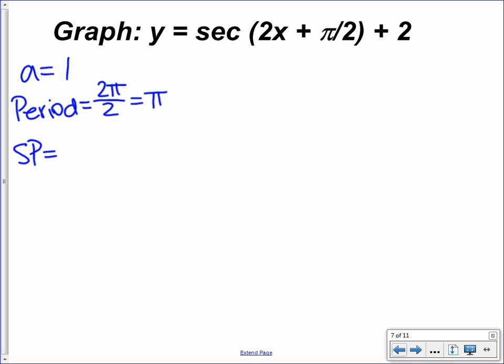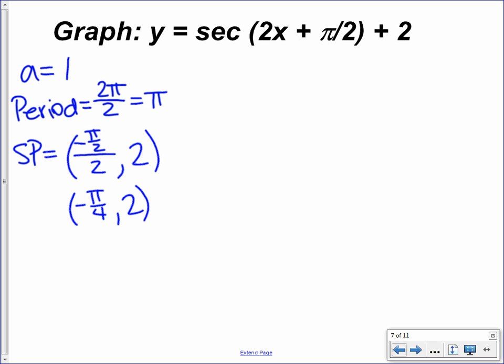Our starting point is C over B. But what is C? Okay, C is negative pi over 2 divided by B, which is 2, comma D. So our starting point is negative pi over 4, 2. Okay, so we have our starting point. We'll go up A and down A.